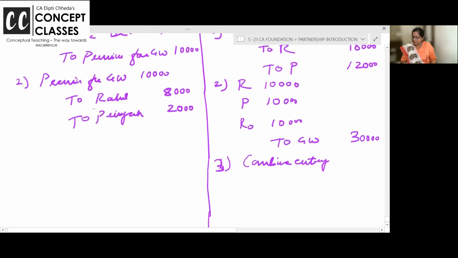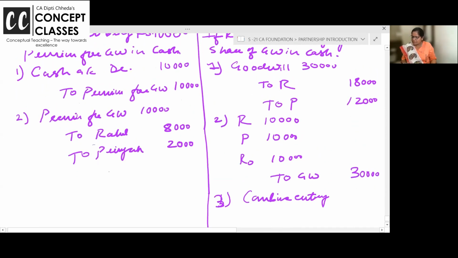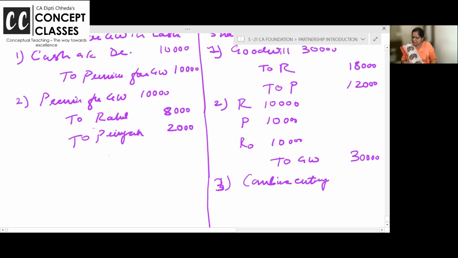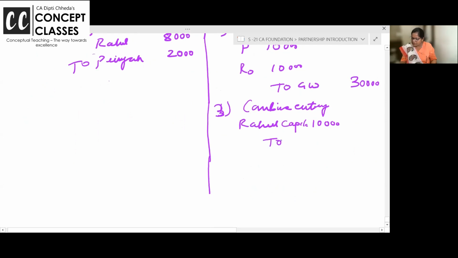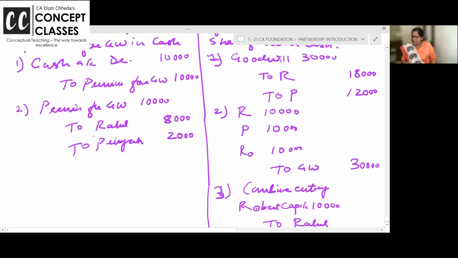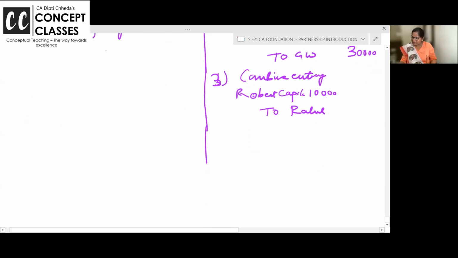Combined entry. R को credit किया 18, debit किया. Okay. So now the combined entry is Rahul's capital account debit 10,000. Rahul nahi, sorry, robot, new partner. See the combined entry. To Rahul. Rahul credited 18 and debited 10, so credit 8. To Priyanka 2,000.